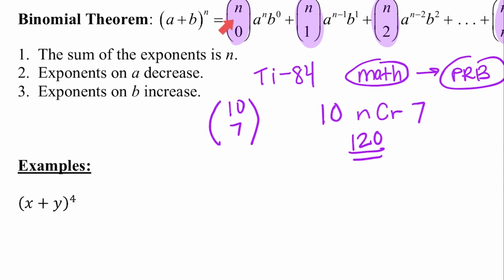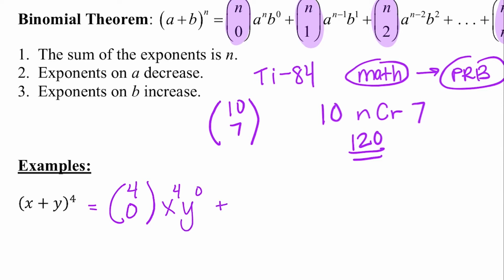Now with binomial theorem, this top number in the notation is always n. And then the bottom number starts at 0 and goes up by 1. So that means here we would start with 4 choose 0, and then we'll follow the exponent pattern. X will start with the power of 4, y starts at 0, and then x will decrease by 1, y will increase by 1.